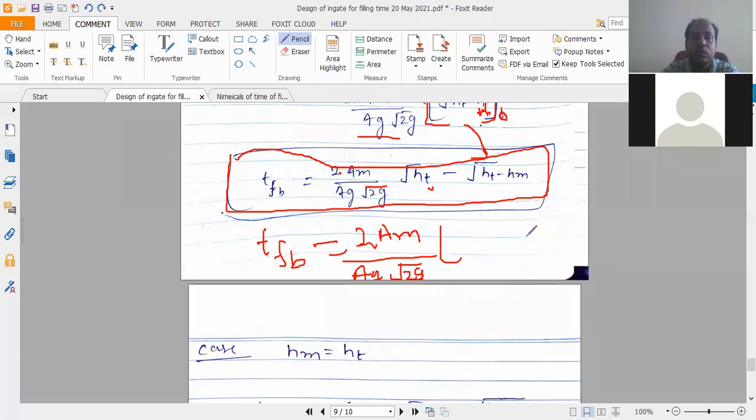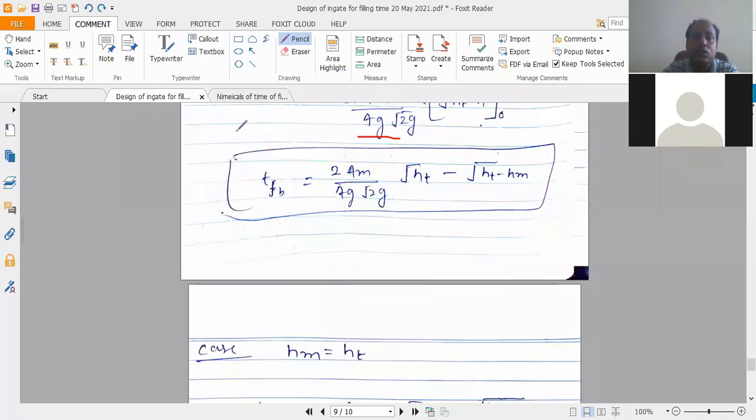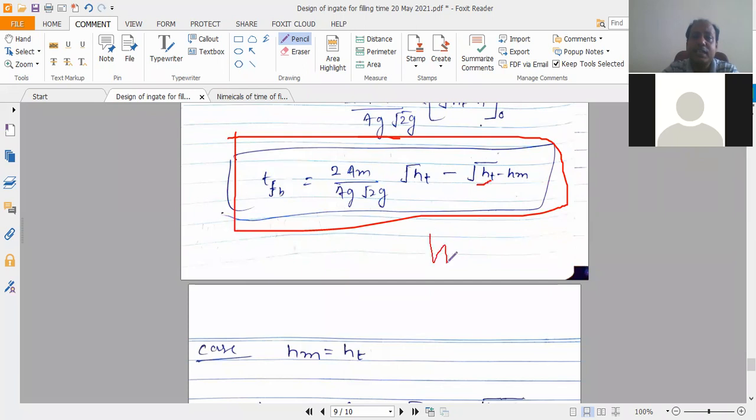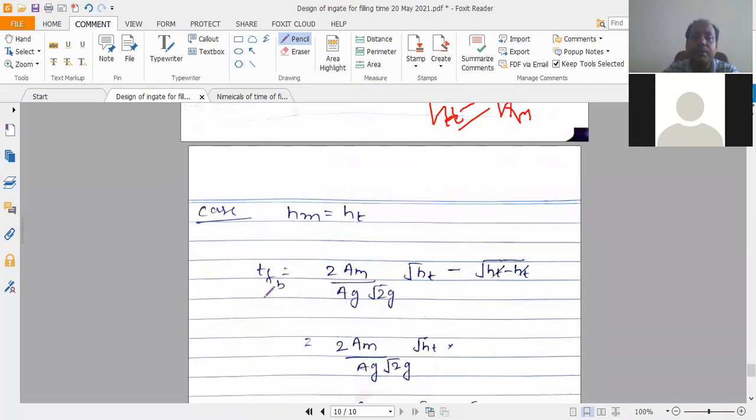So let's see the equation. In this equation, we will put ht equal to hm. If we put ht equal to hm, then you have seen what the equation will come: 2 times Am by Ag by root under 2g, and ht is there. The ht, we will remain put it.